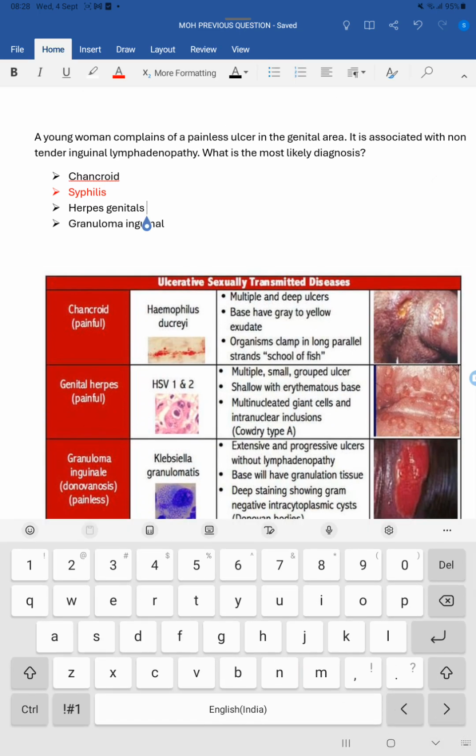Okay, painless ulcer with painless lymphadenopathy you can see only in syphilis. Chancroid is a painful ulcer. Genital herpes is also a painful ulcer. Granuloma inguinale gives a painless ulcer without lymphadenopathy. Because of that reason, syphilis will be the correct answer.